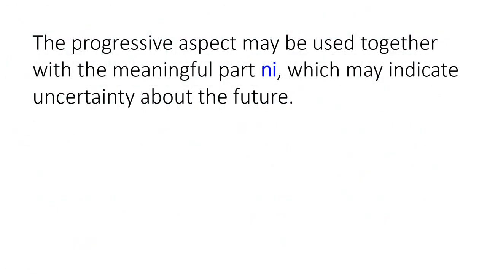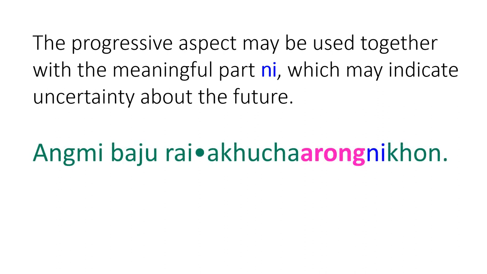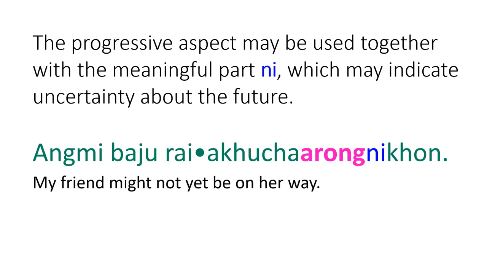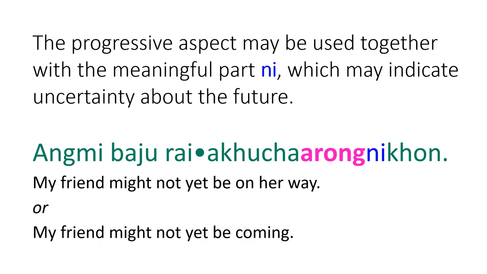The progressive aspect meaningful part may be used together with the meaningful part ni, which may indicate uncertainty about the future, as in this example. Ang mi baju ra ikucharong nikon. My friend might not yet be on her way, or my friend might not yet be coming.